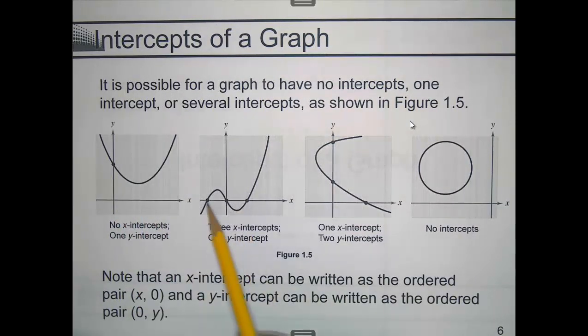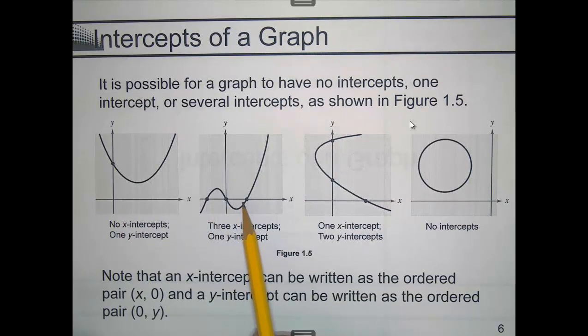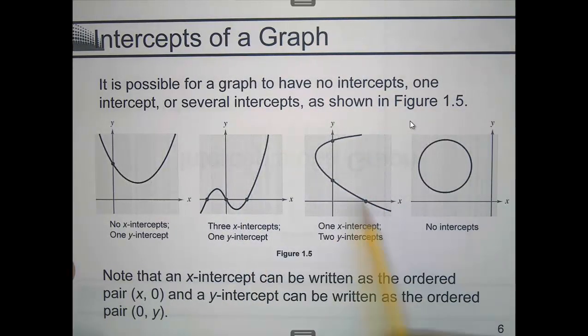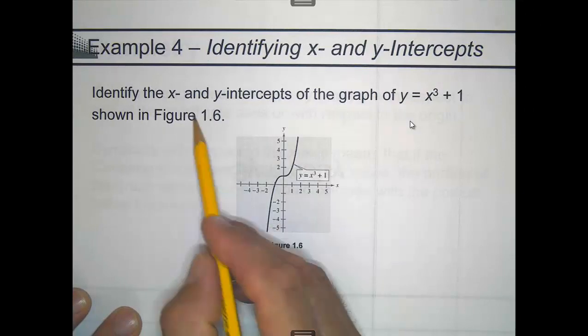All right, this has this cubic function we're going to learn about throughout the year. We'll have 3 x-intercepts. It can have 1 or 2. We'll get to that. This is a sideways parabola, the inverse of a regular parabola. We'll talk about all these functions, but this has 2 y-intercepts, 1 x-intercept, and this circle here has no x or y-intercepts. All right. So let's do an example then where we identify these x and y-intercepts.